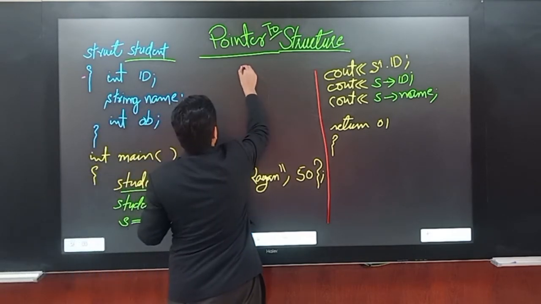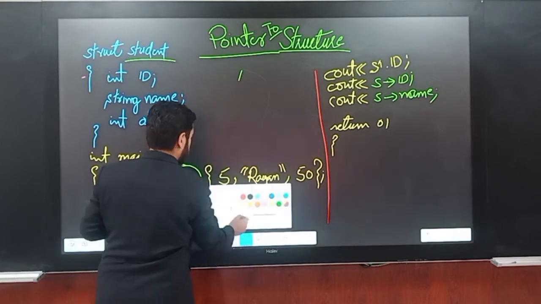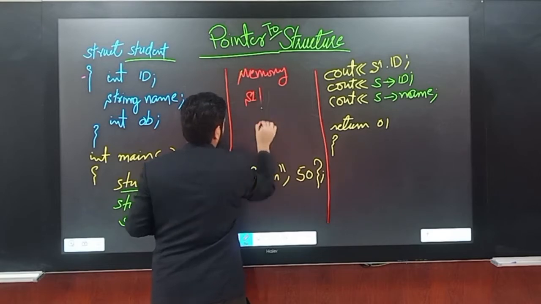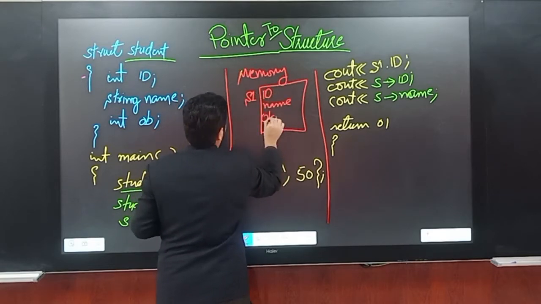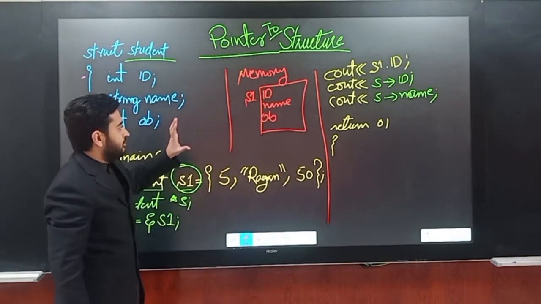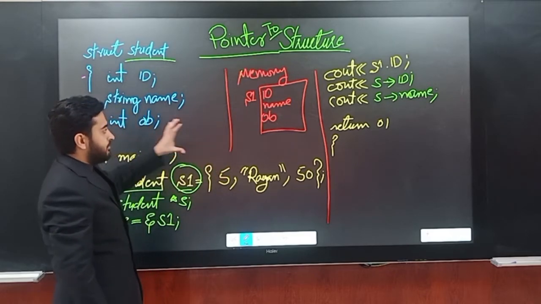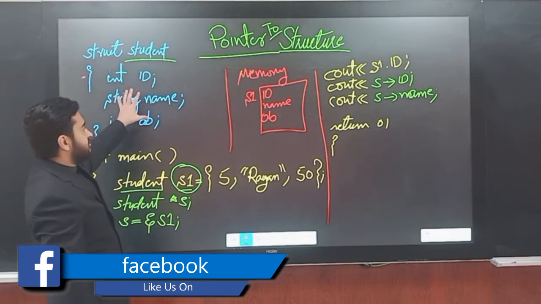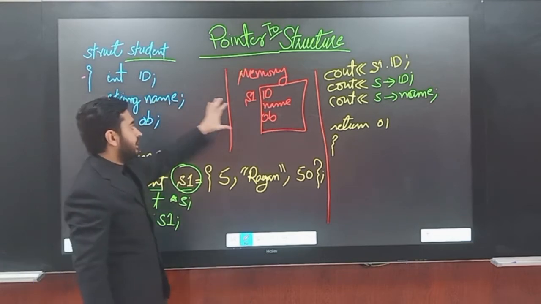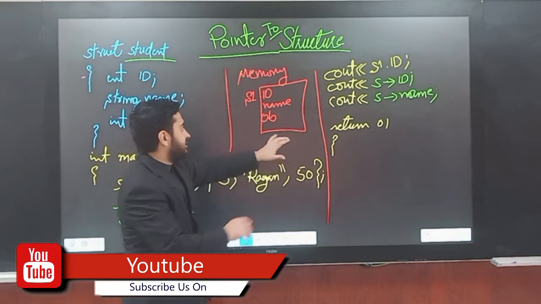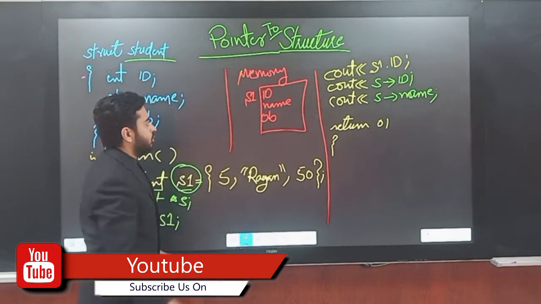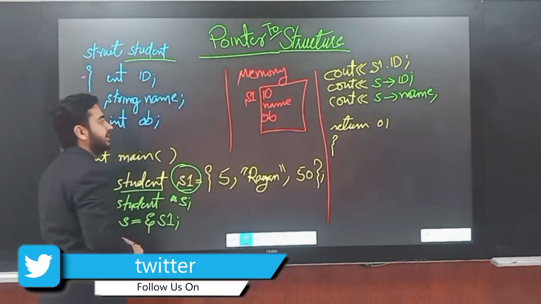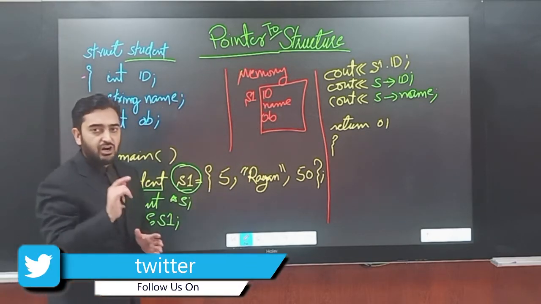For example, we have memory. So you may assume that the processor creates a copy S1 of the student data structure in the memory in a separate space with the name S1. So we can access all these variables through this S1 variable by using a dot operator.